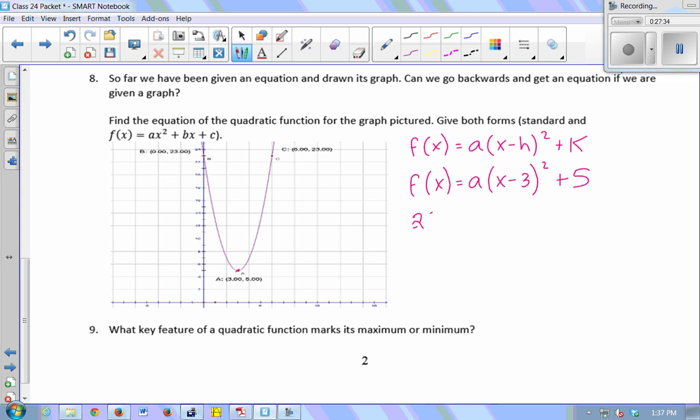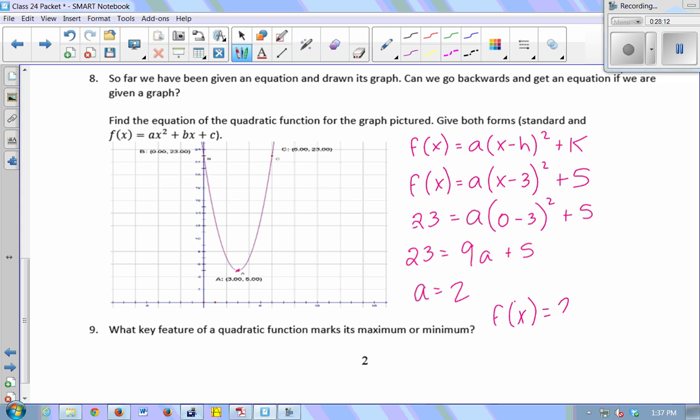So I'm going to put in 23 for y, a I don't know, and 0 for x. I could also put in 6 for x. So when I solve this, I get 23 is equal to 9a plus 5. Then 23 minus 5 is 18, so a has to be 2. And it did come out positive, like we expected. So my final equation is f of x equals 2 times x minus 3 squared plus 5.